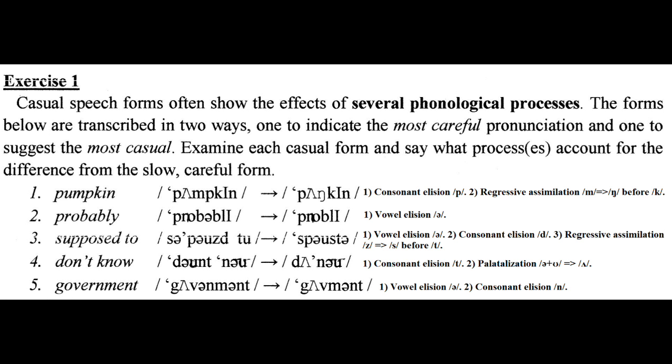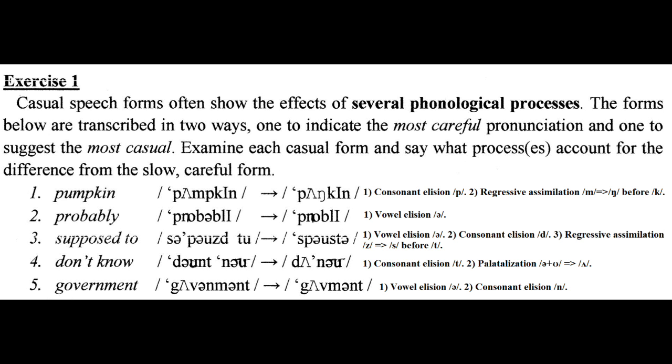So the z will become s because we have t. Before t, the z is pronounced s. That's why it becomes from "supposed" to "supposed". Number 4, the word "don't know".